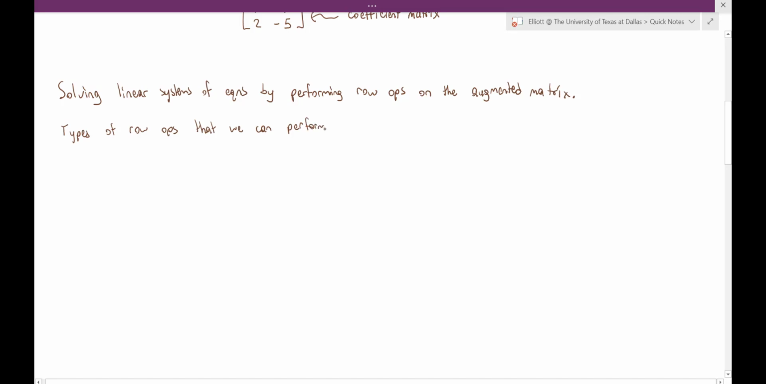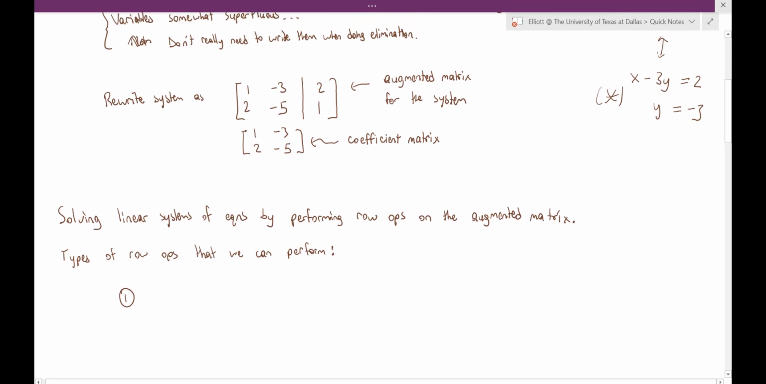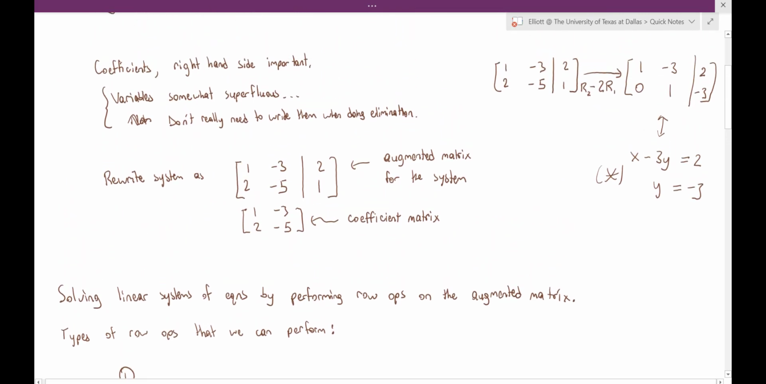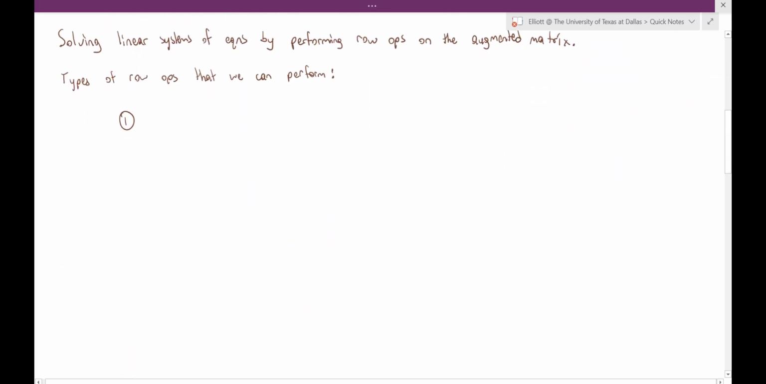So most people break it down into 3 types of row operations. So earlier you saw that we did the operation row 2 minus 2 of row 1. So we can add or subtract a multiple of a row to another row.